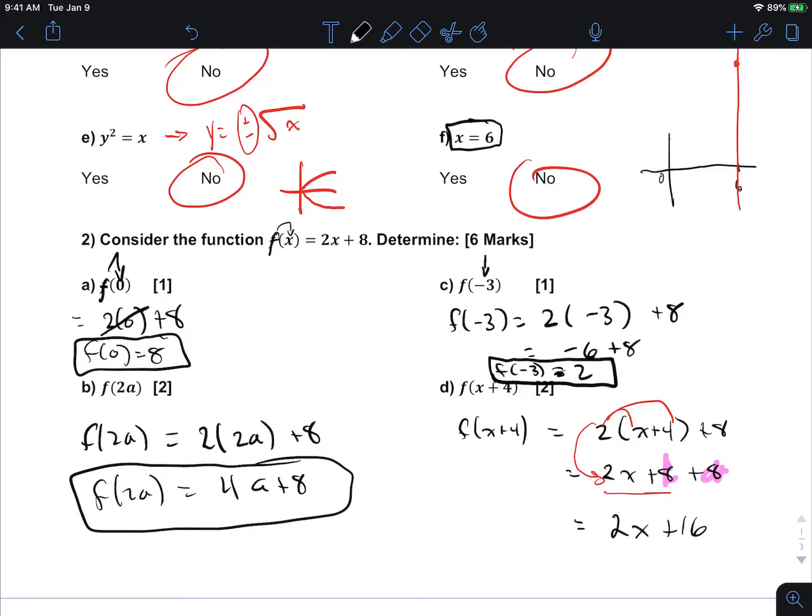Like when you divide it by 2. Oh, sorry. Yeah, you could do that too. Yeah, sorry. Yep.